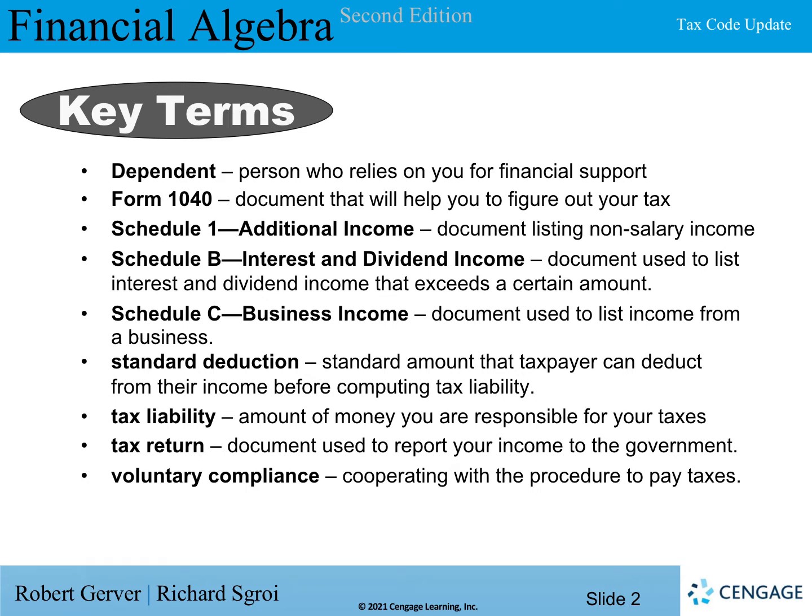Standard deduction. This is a standard amount that taxpayers can deduct from their income before computing tax liability. Tax liability. This is the amount of money you are responsible for your taxes. Tax return. This is a document used to report your income to the government. And finally, voluntary compliance. This is cooperating with the procedure to pay taxes.